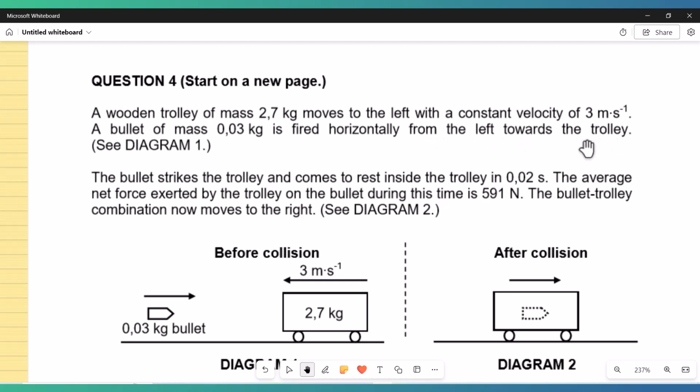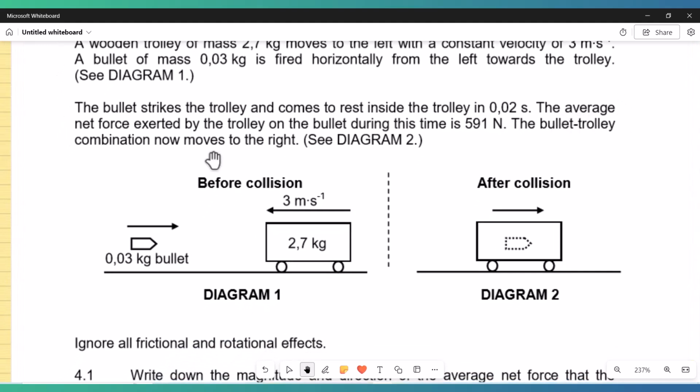Okay, see diagram Q2 here. They divided by the distance squared. So in this case, don't forget our Q1 replace 0,02 seconds. We just got our average net force exerted by the trolley on the bullet during this time as 14, 142 equals negative 591 newtons.